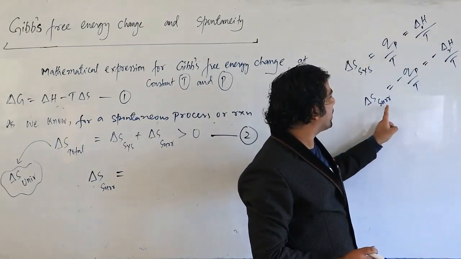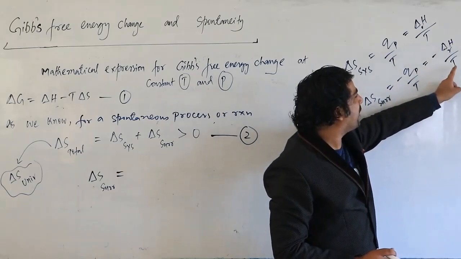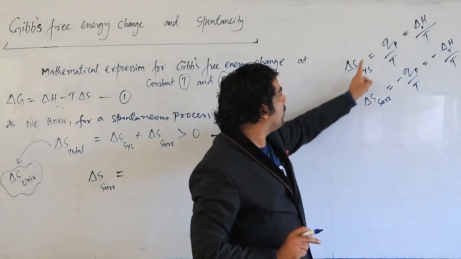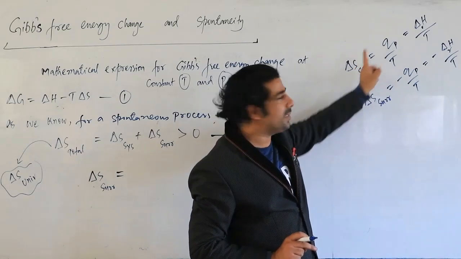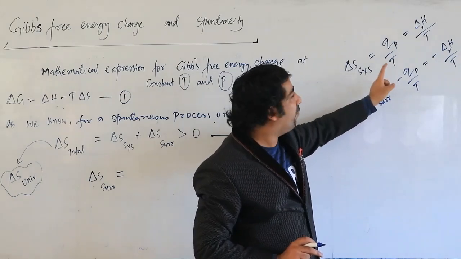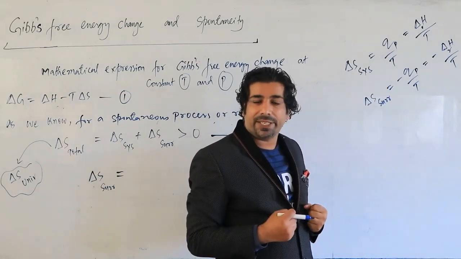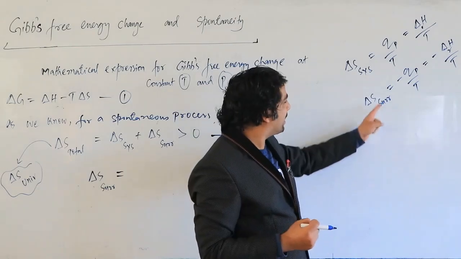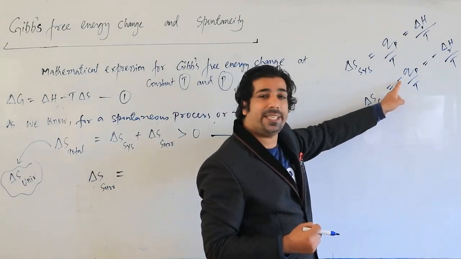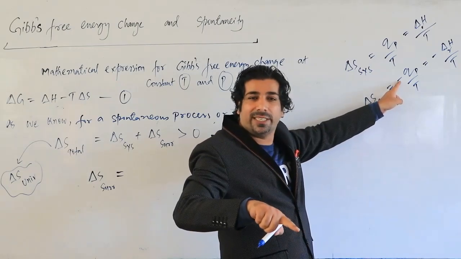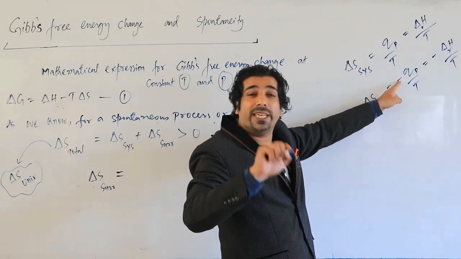And entropy of surrounding will be minus delta H_R upon T. What is the meaning of this? I want to tell you. Let us suppose heat is absorbed by the system at constant temperature. When the system is absorbing the heat, at the same time what will happen, my dear friends? The surrounding will lose the heat. Yes, if the system is absorbing the heat, the surrounding will lose the heat.